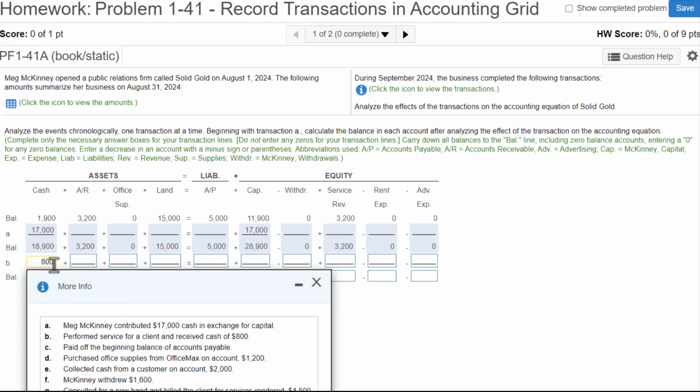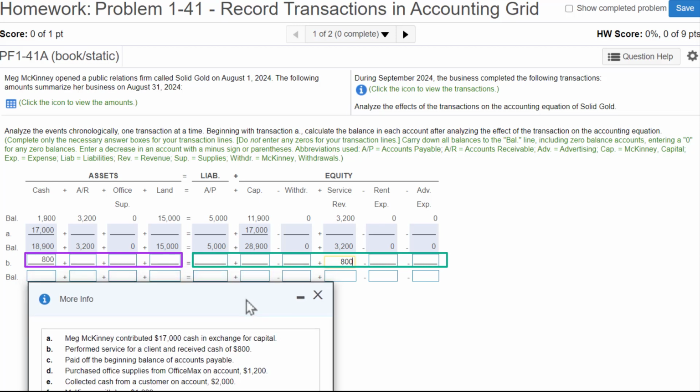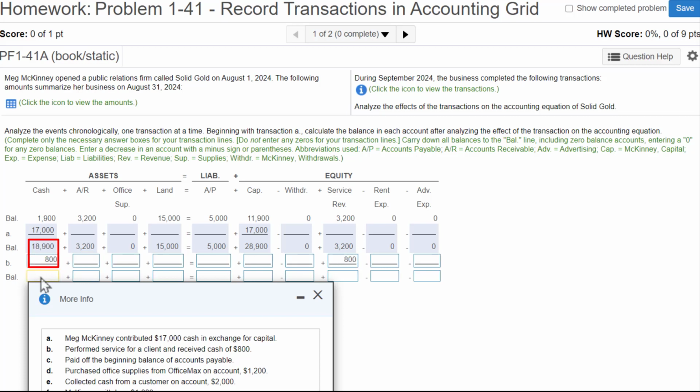Now why did we get this cash? Well, we performed a service. So what account is always affected whenever you sell a service or a product? It's revenue. And do we have more revenue or less revenue? Well, we have more. So we're going to put a positive 800. So on this transaction line, we got 800 on the left side and 800 on the right side. Now we can do our balances.